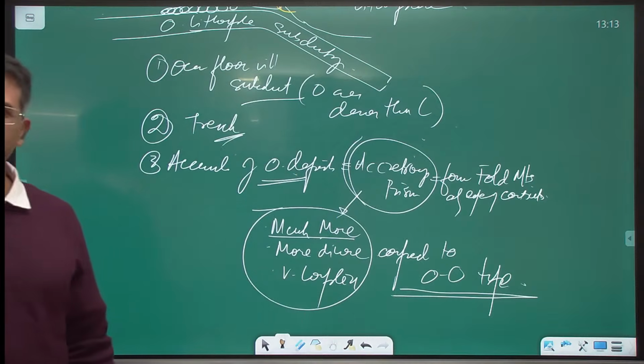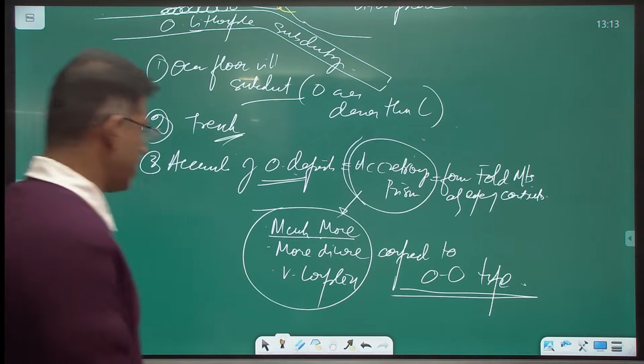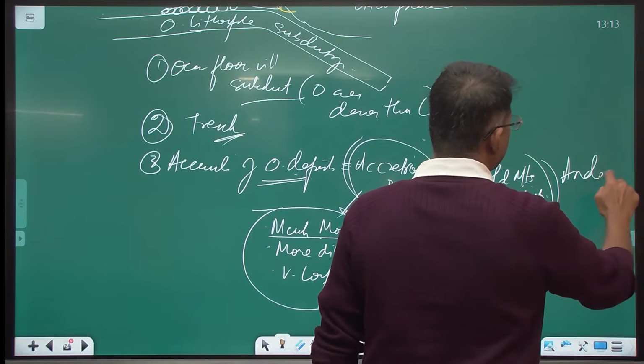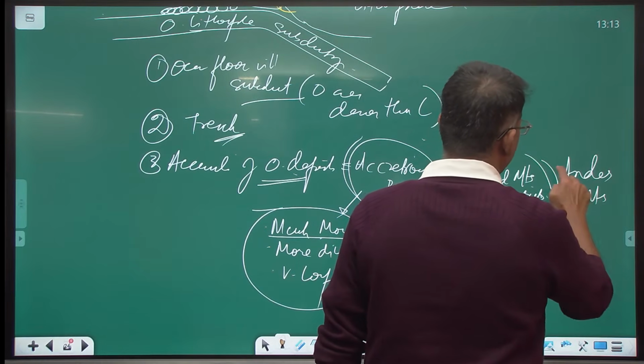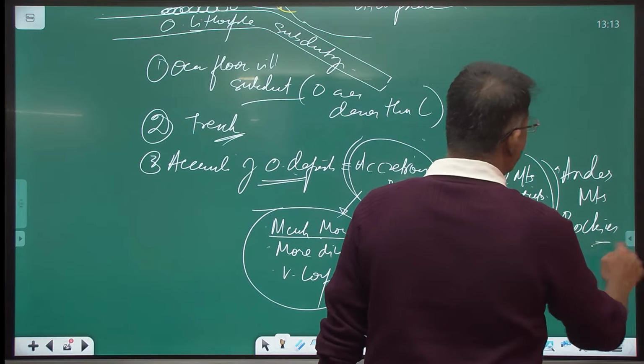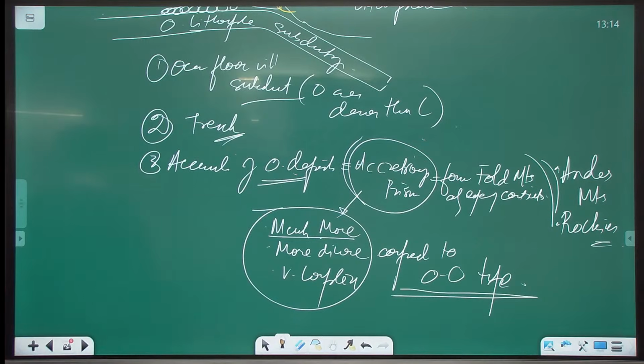Why this happens, we'll skip for now. But if you have an accretionary prism that forms fold mountains along the edge of the continents, this is what becomes something like the Andes Mountains. They become like the Andes Mountains of South America. Okay, Rocky Mountains of North America.